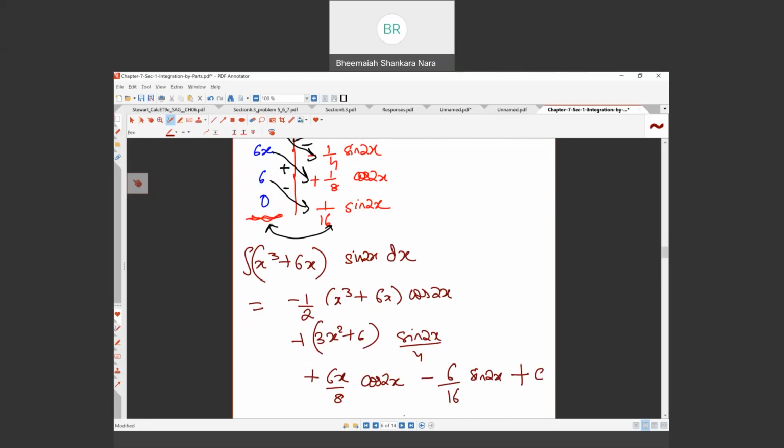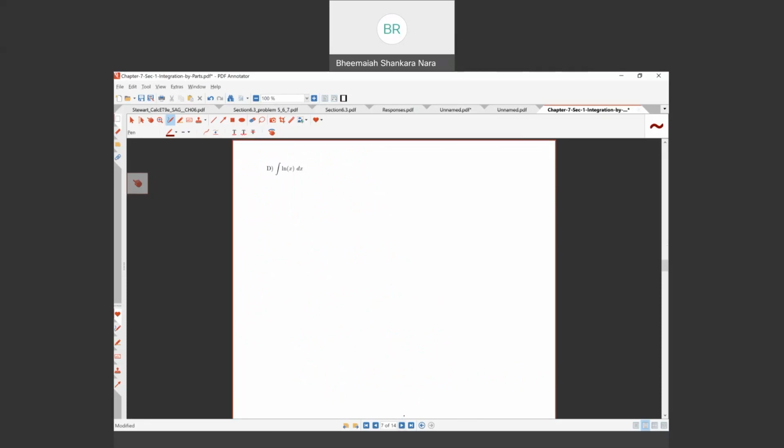Let's do one more example. Integration of ln x dx. You need two functions, the product of two functions, if you're doing integration by parts. Suppose you have just one function ln x, you want one more. So if you want one more, all you can do is write the same function as times 1. When you do this, you will have two functions.